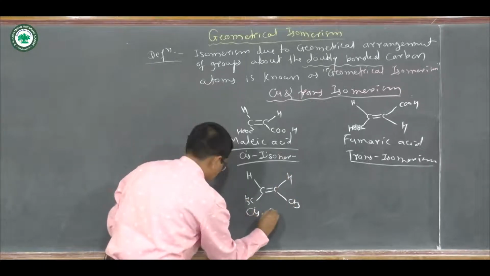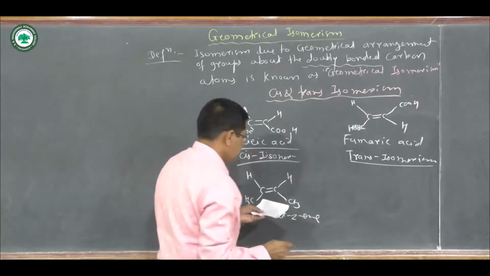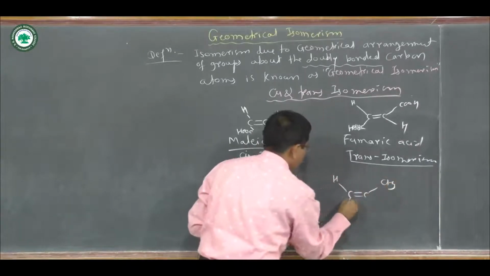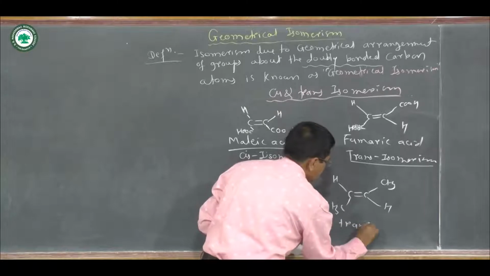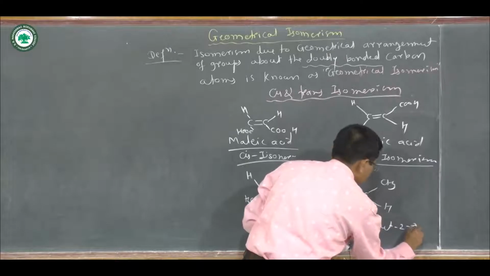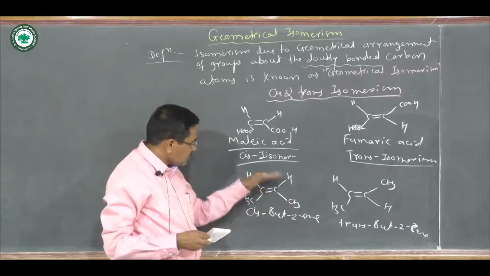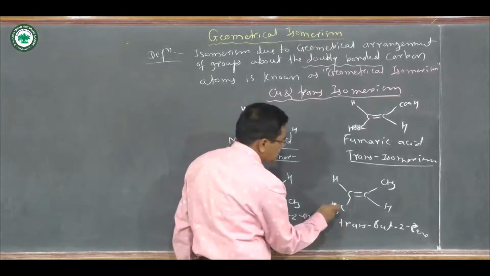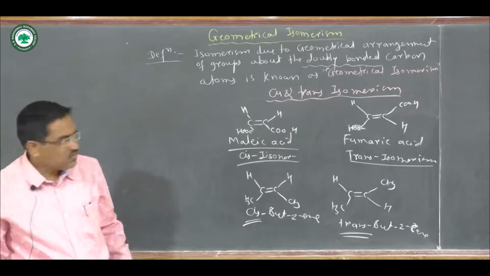Here cis-2-butene and trans-2-butene. Here also the CH3 groups are on the same side, so this is cis, and in this case the CH3 groups are on the opposite sides, so this is trans.